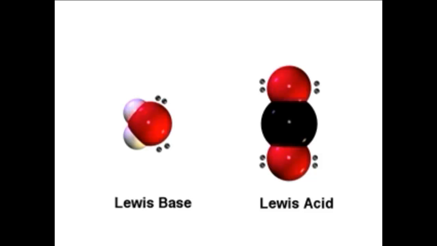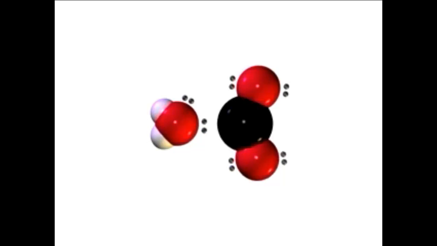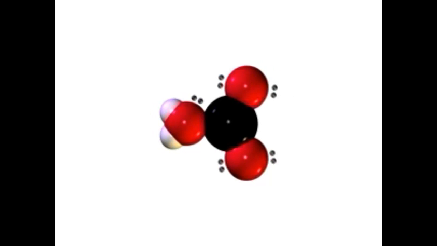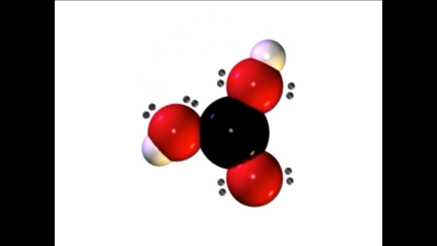Carbon dioxide acts as a Lewis acid toward water. One of the unshared electron pairs on oxygen is donated to the carbon atom, as one of the CO double bond electron pairs is moved onto the oxygen of carbon dioxide. A proton from the water molecule moves to the oxygen of the carbon dioxide molecule, completing the formation of carbonic acid.